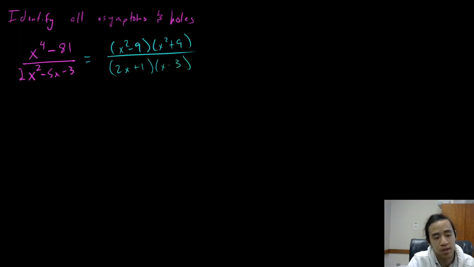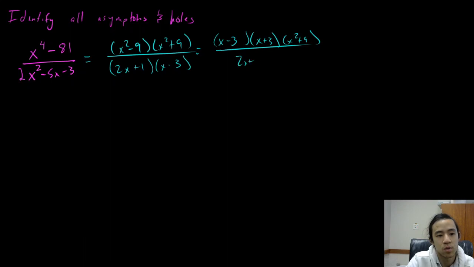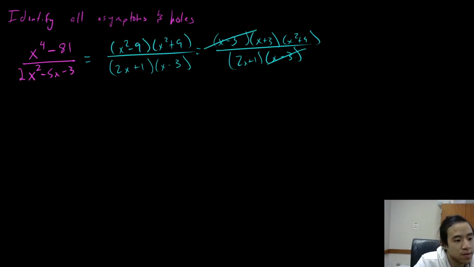So let's go ahead and factor this top again. We have x squared minus 9. That's a difference of squares. So we can have x minus 3 times x plus 3 times x squared plus 9 over 2x plus 1 and x minus 3. So as you can see, this x minus 3, they can cancel out. So you know whenever we ask you for the holes that you're going to have a hole at x equals 3. So let's go ahead and identify all the asymptotes.